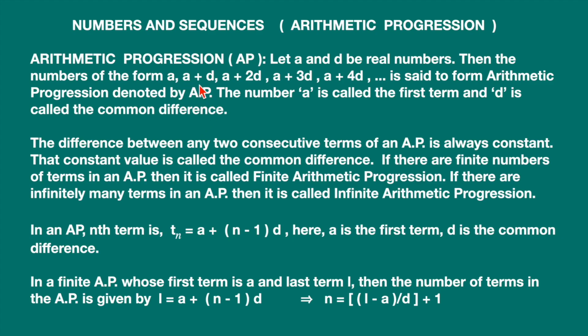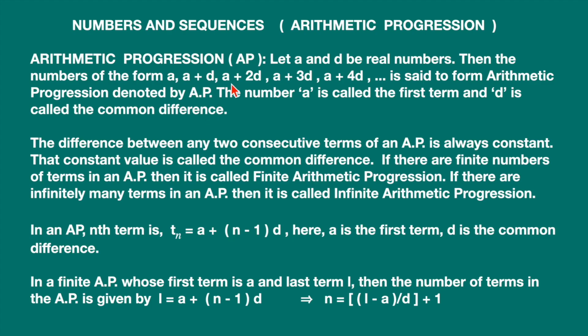So here you can see that an arithmetic progression is a sequence. Here are the terms of the sequence. The first term is A. For the second term we are adding D to it. For the third term we are adding D again to the second term, so you get A plus 2D. Again we are adding D here, you get A plus 3D. So D is the common difference between the terms. A is the first term, D is the common difference.